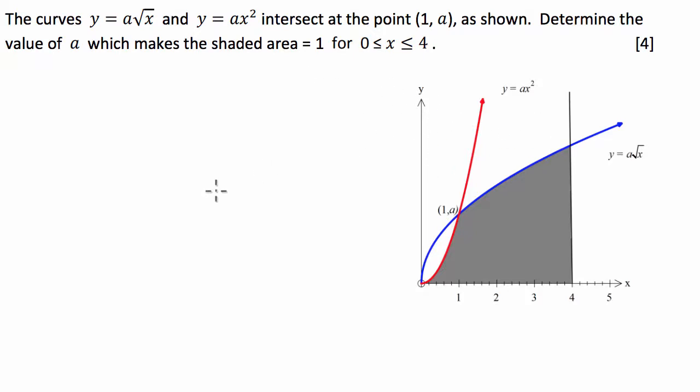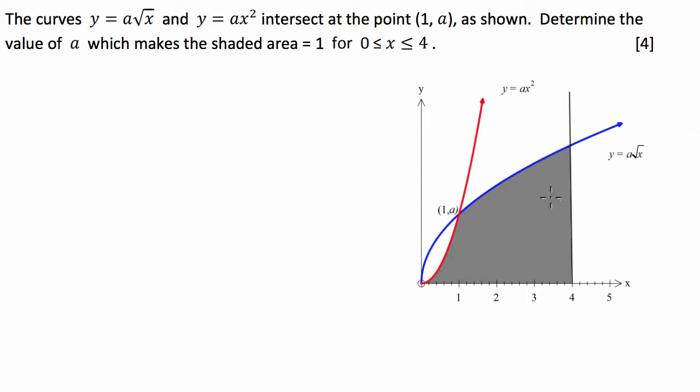G'day guys, a student of mine has given me a relatively interesting calculus question from a practice exam. We've got two curves, y equals a times the square root of x and y equals ax squared, and they intersect at the point (1, a). We've got that on this little picture as shown. Determine the value of a which makes the shaded area equal 1 for 0 ≤ x ≤ 4. So this shaded area here has to equal 1.